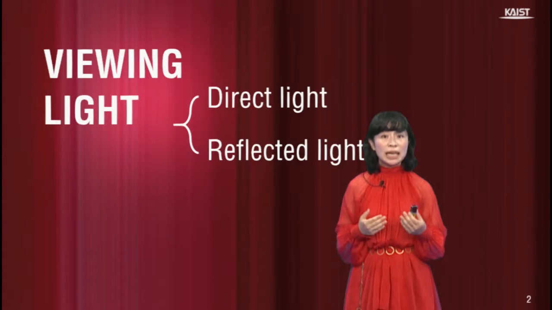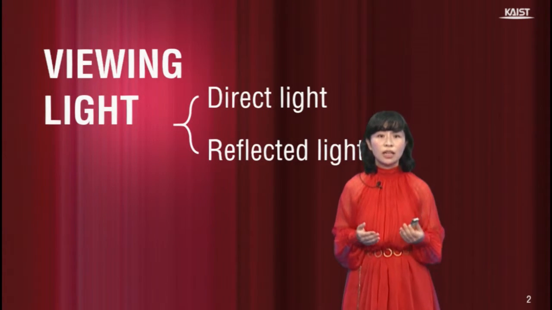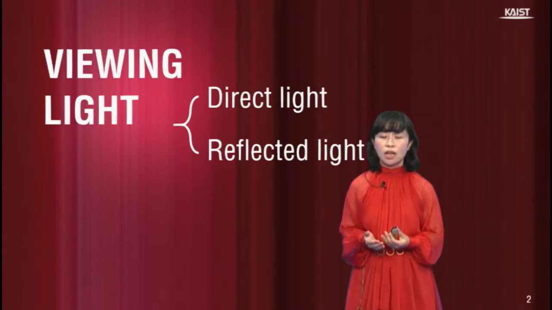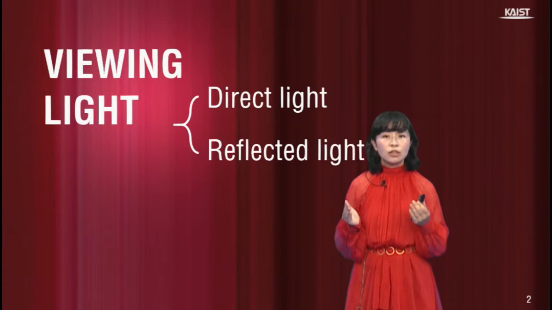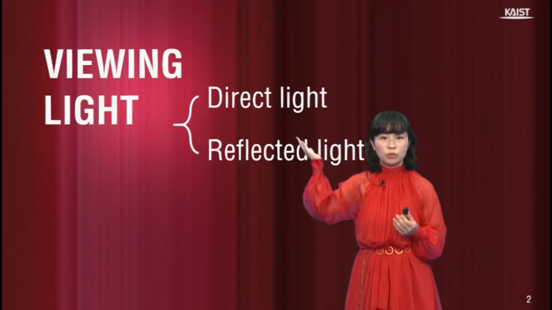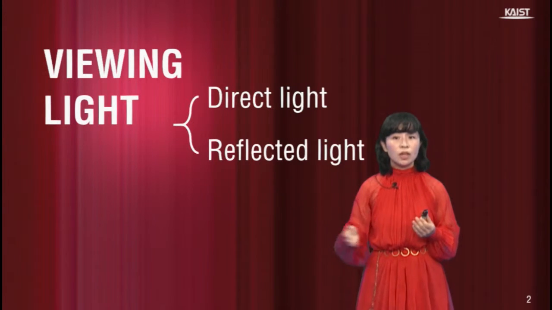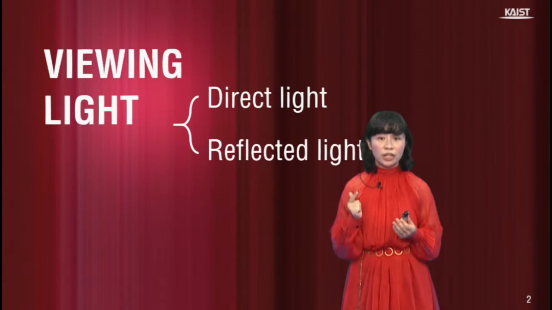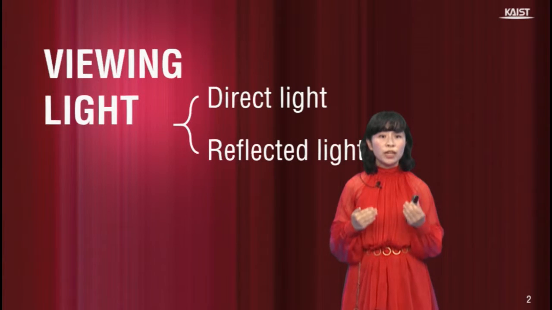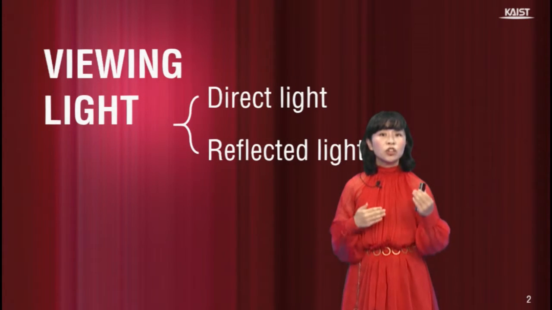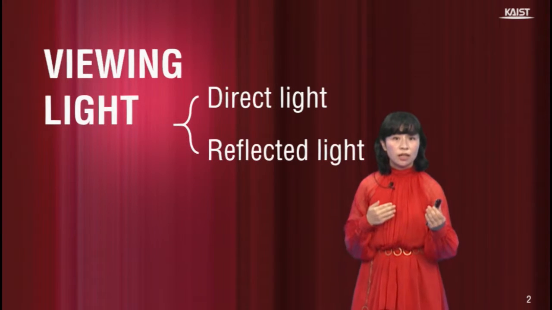Depending on the behavioral characteristics of light, the categorization of color could be more complex. However, I simply sort them into two: direct light or reflected light. If you are watching this video lecture on a screen, you are viewing direct light. This color is constant in terms of its physical properties.